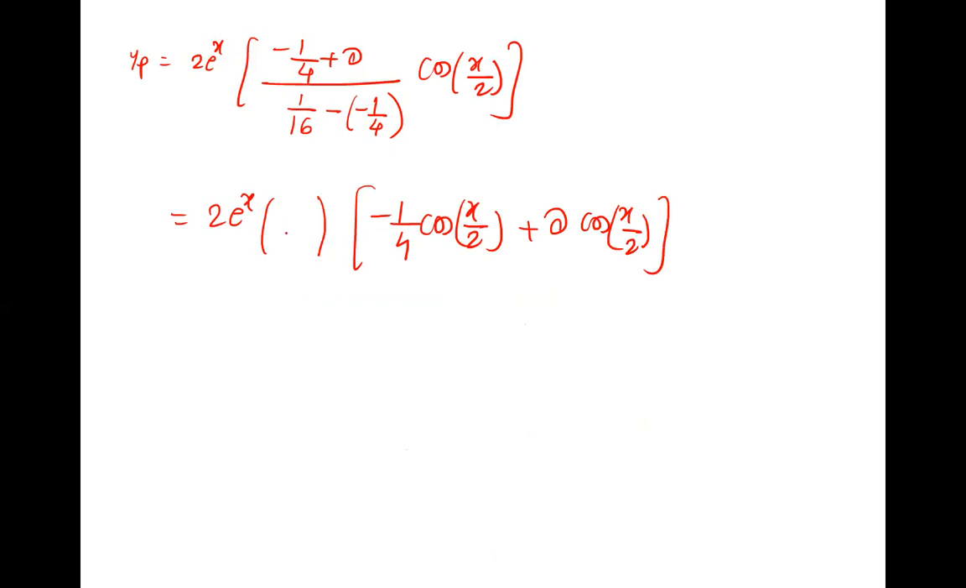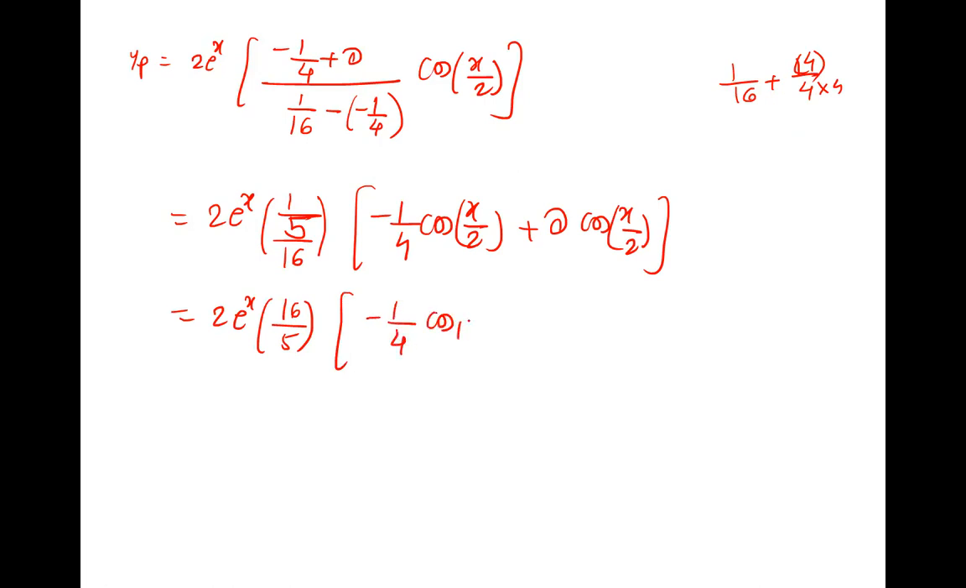What term came? 1 by 16 plus 1 by 4, take the LCM of 16. It is 5 by 16. So 1 upon 5 by 16, correct? Yes. So a upon b upon c, that 16 will go up: 2 e raised to x into 16 by 5, into minus 1 by 4 cos x by 2 as it is.